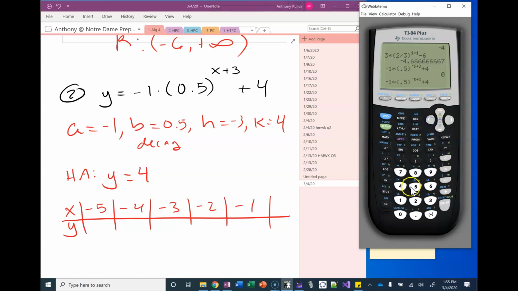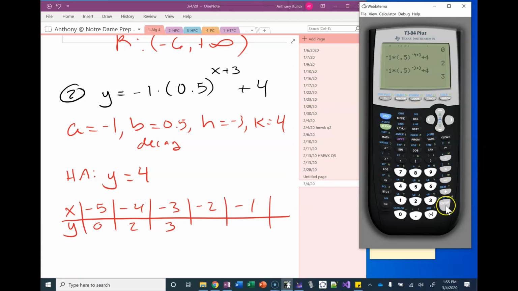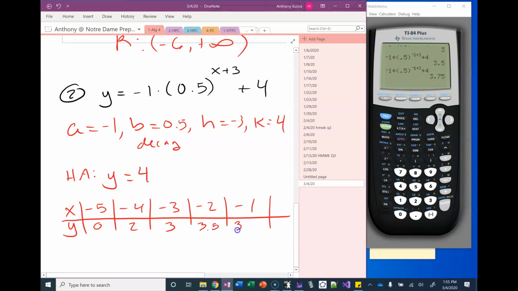And then I get 2. And then I get 3. So let's write those down real quick. 0, 2, 3. Then I get 3.5. And then I get 3.75. Dan, so far so good?